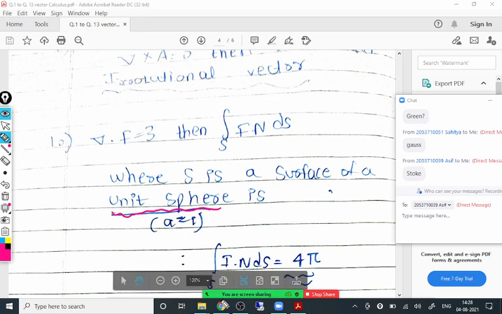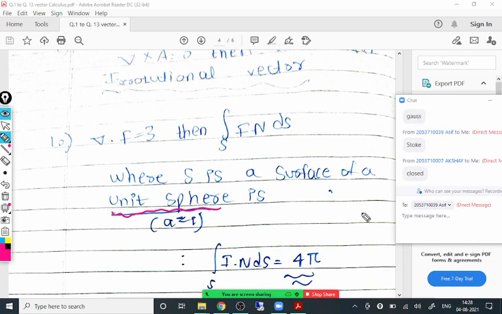Am I audible? Yes, sir. Okay. So why I'm not getting the answer? Unit sphere, close or open? Sphere close होता है या open surface होता है? Close. So why that much of time? Close, Just sir. good actually.